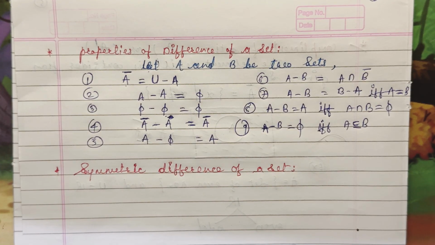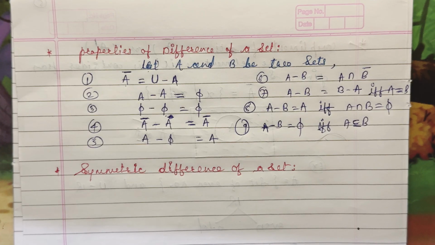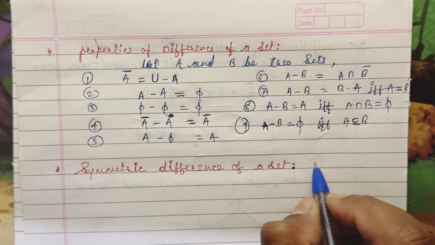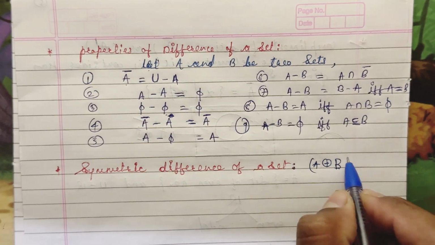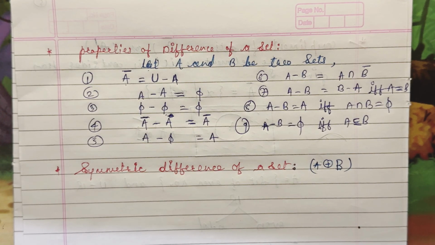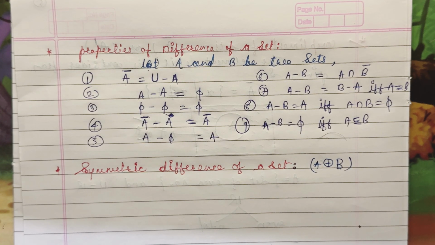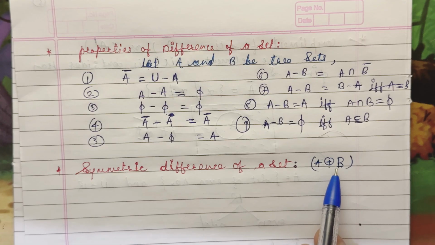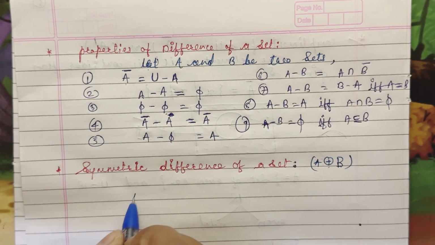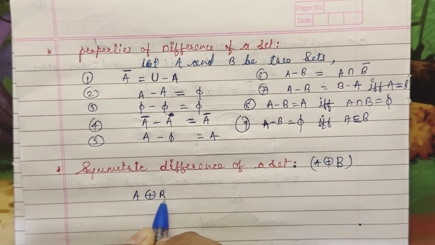The symmetric difference of a set. We write this as A direct sum B. This is the symmetric difference between the sets A and B. Let's consider set A and set B, both present here. We denote their symmetric difference as A direct sum B.